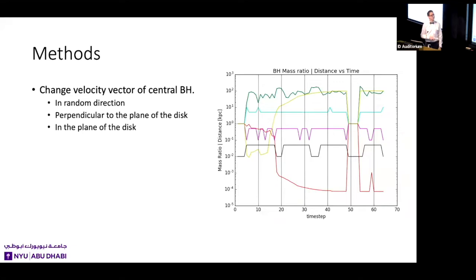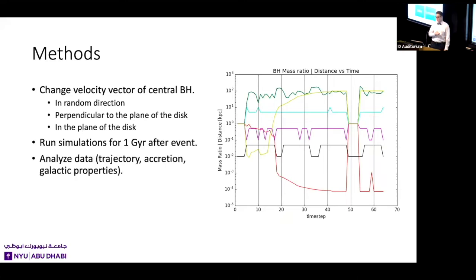Right, what I did, I changed the velocity of the central black hole, because we don't have the sub-grid resolution to actually see the mergers. So I looked at when the mergers happen, and I assumed they happen instantaneously. Of course, there's the last parsec problem, where it's really hard to merge the black holes, but I assume they merge. I ran the simulations 1 gigayear after the event, and I looked at the data.